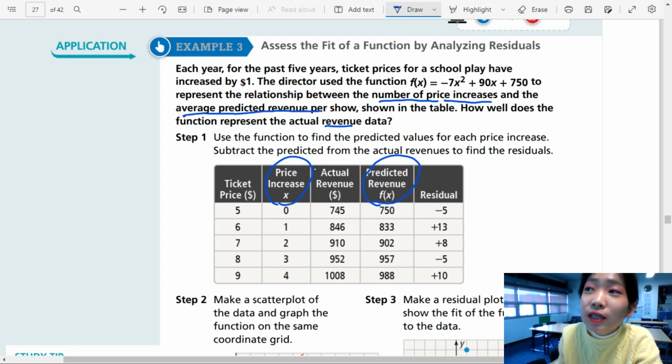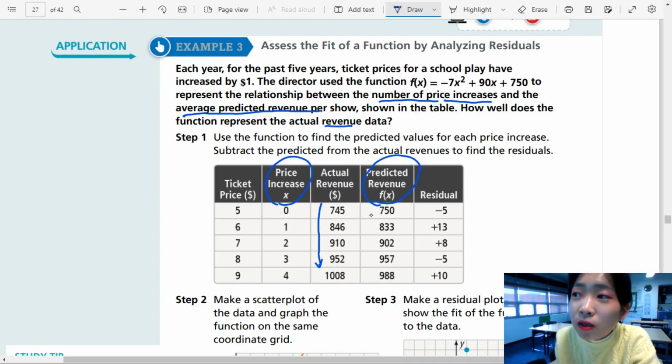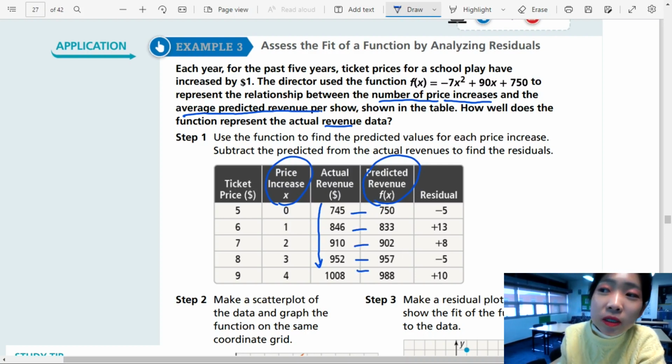But then you look at the actual revenue here. These are the actual revenues that happened for real. But we have a model that has predictions, okay? So using this model and comparing these numbers, are the numbers pretty close or are they not even close? We're going to determine that using the residual.